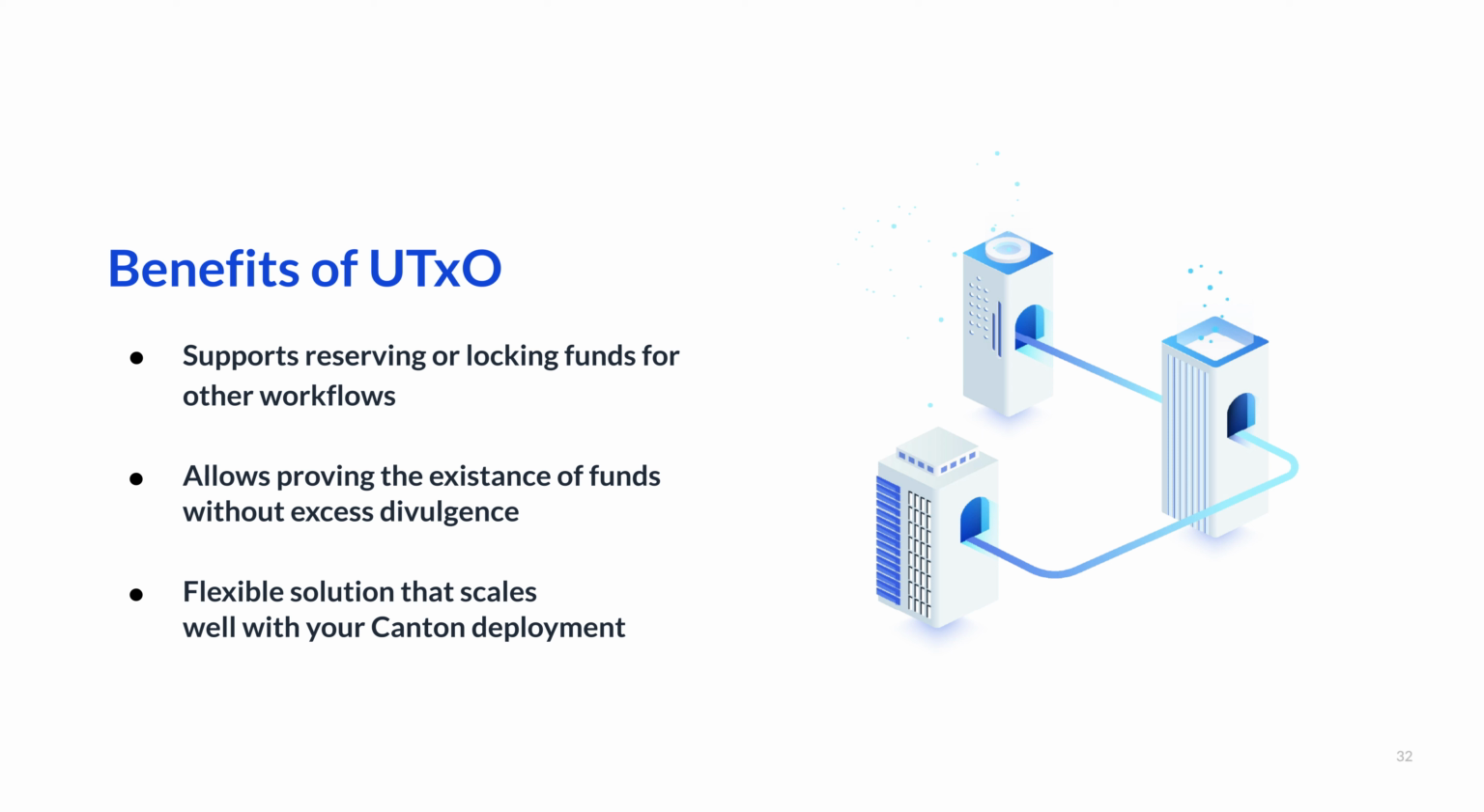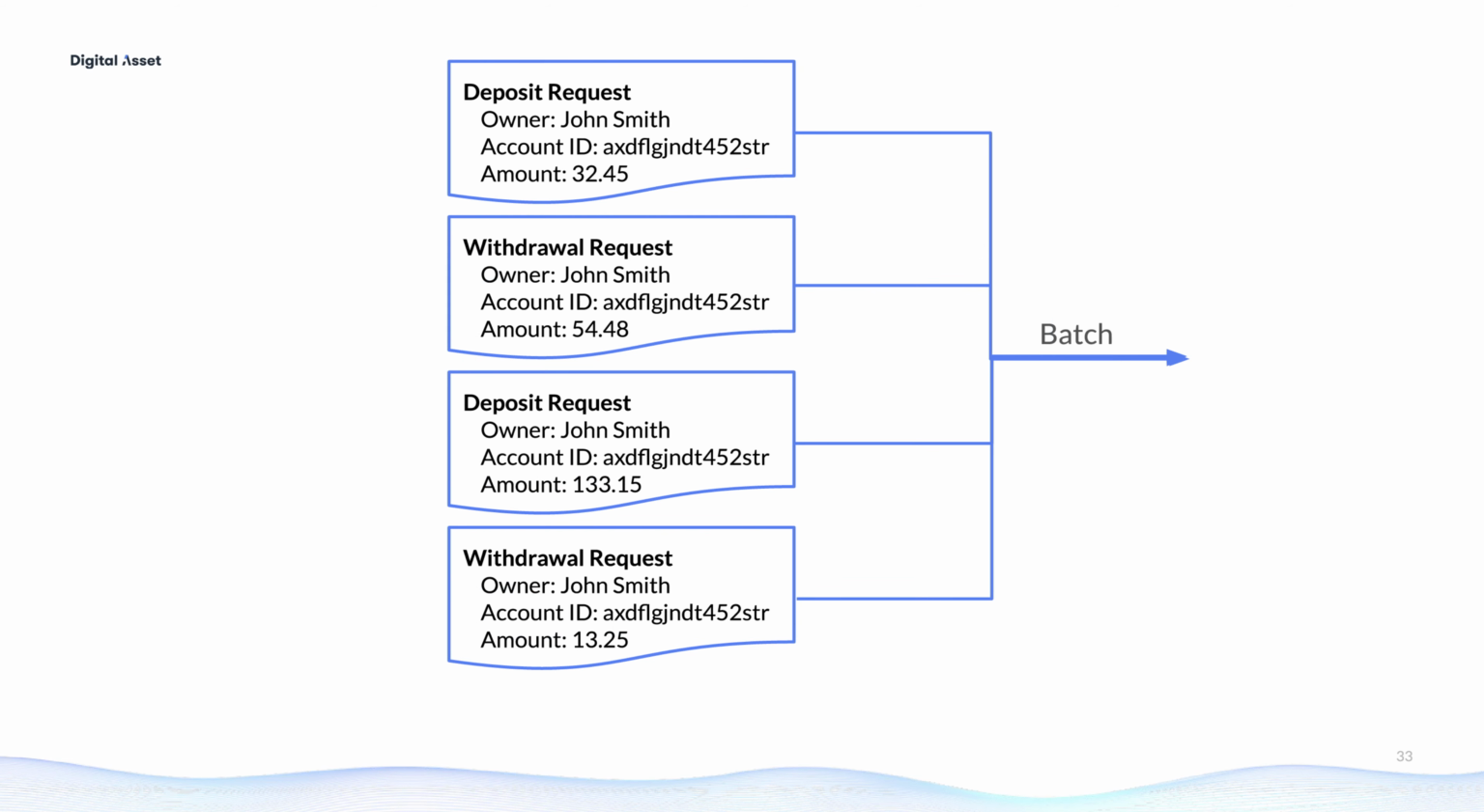The scalability of this solution is only bounded by the maximum throughput of your Canton deployment, which will comfortably meet the 20 transactions per second we were aiming for. The alternative approach is batching. We start by showing the deposit and withdrawal choices as contracts on the ledger. Now, instead of exercising a deposit choice, we create a deposit request contract. And similarly, we replace the withdrawal choice with a withdrawal request contract.